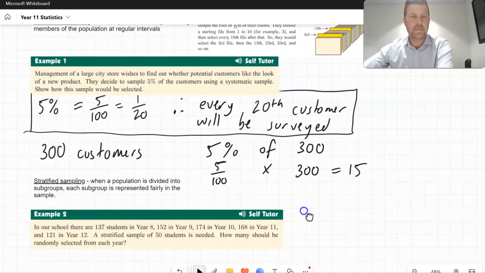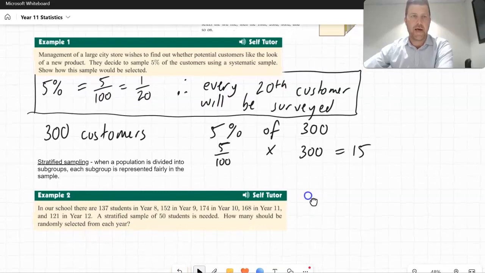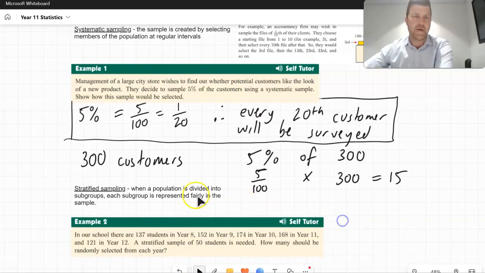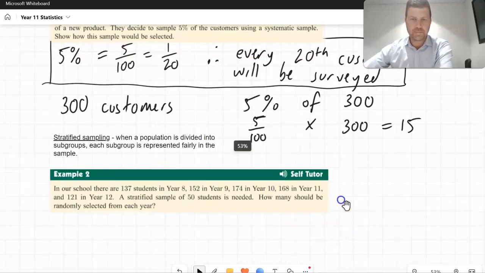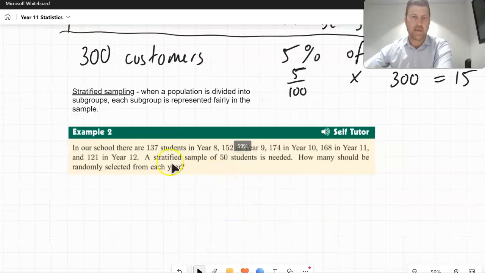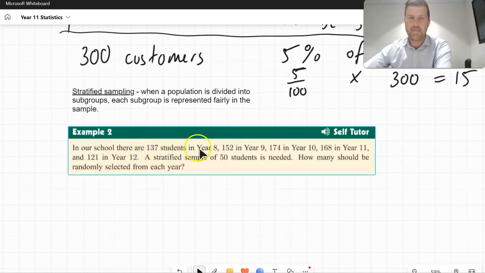Okay. Now, the second example I'll go through today, but the third type of random sampling is stratified sampling. So this is when a population is divided into subgroups and each subgroup is represented fairly in the sample. The example here is collecting data from students at a high school. And there are 137 students in Year 8, 152 in Year 9, 174 in Year 10, 168 students in Year 11, 121 students in Year 12.